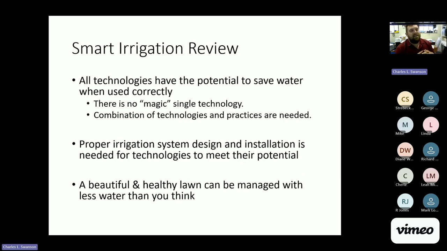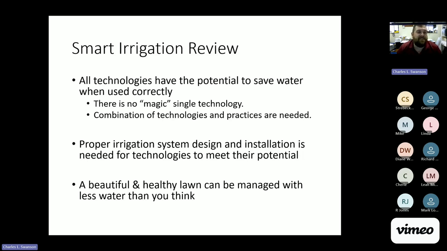So all of these technologies are just tools, okay? And so there's no magic single-use technology that we can implement to get all this in one. It's a combination of factors. So, using pressure regulation so that we have more efficient application of our water in our sprinklers, along with good control technologies, either using Wi-Fi technology or making sure we have our rain sensor properly working. And when we combine all that together, we can achieve very good water savings.